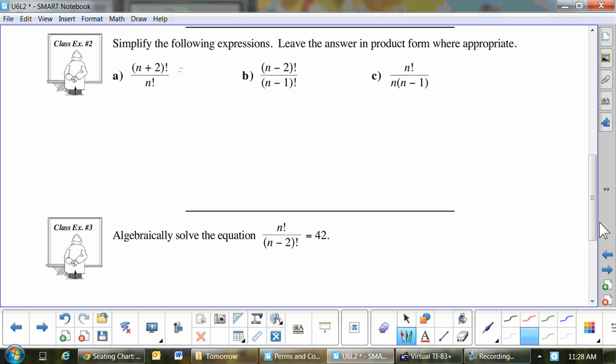n plus 2. So this is the same thing as n plus 2 times, what's the next one? n plus 1. Shouldn't it always be one less? Plus n? Why am I doing plus? Times n factorial all over n factorial. So that would equal n plus 2 times n plus 1.